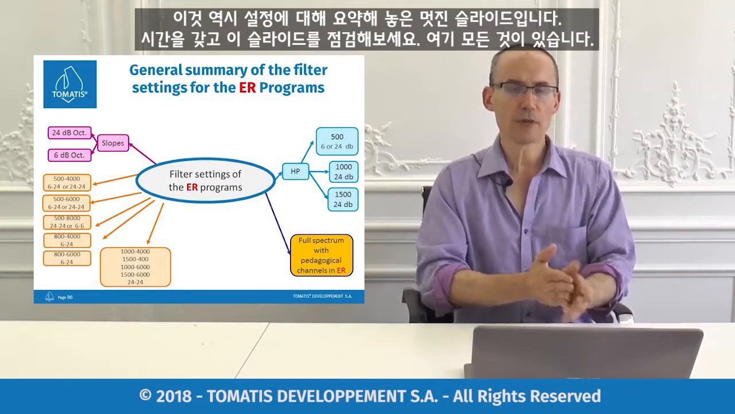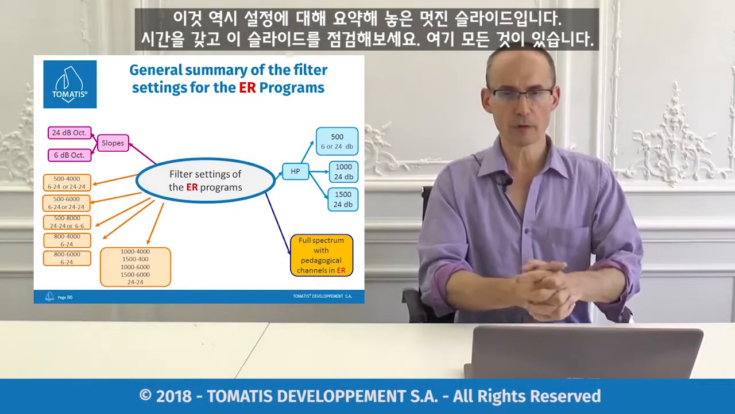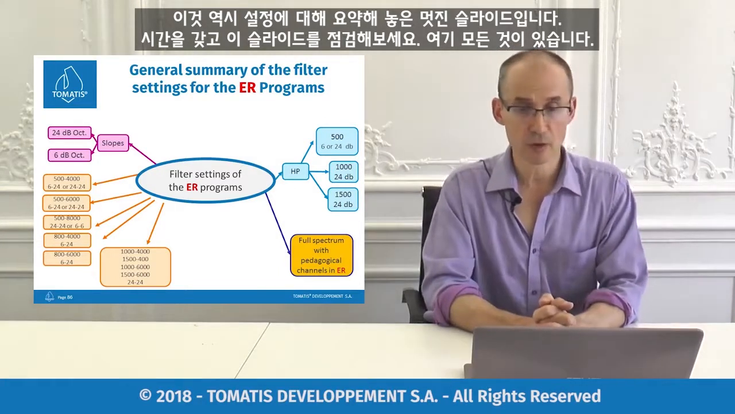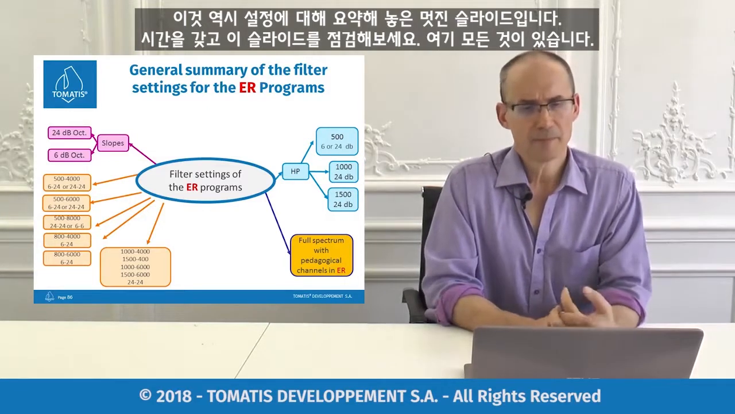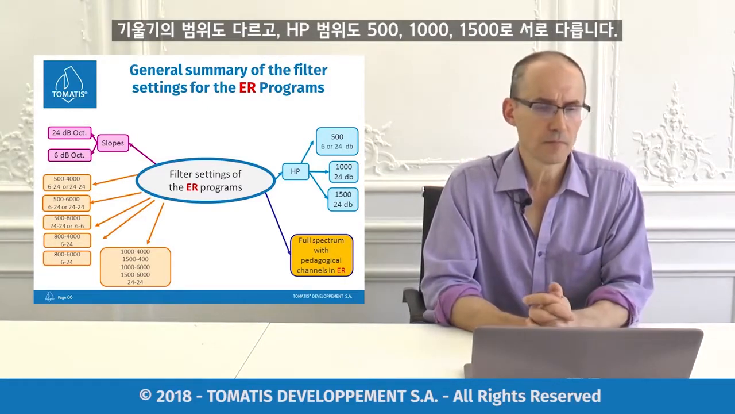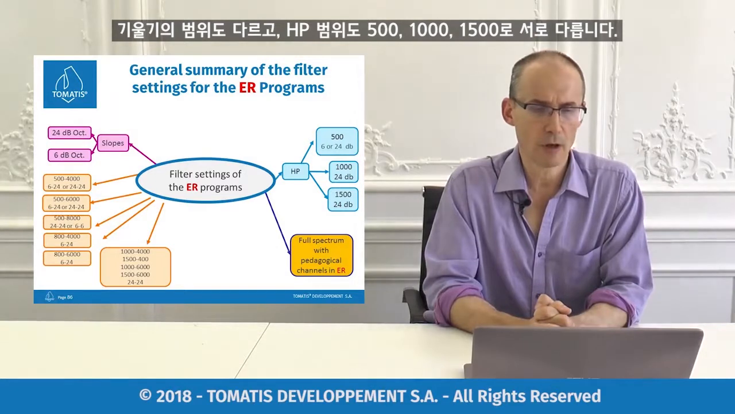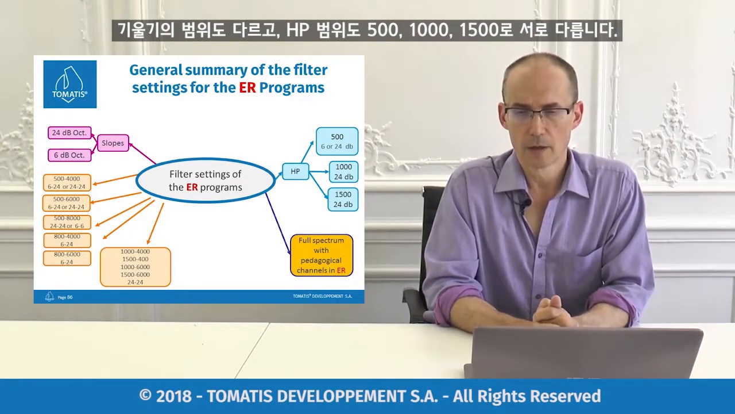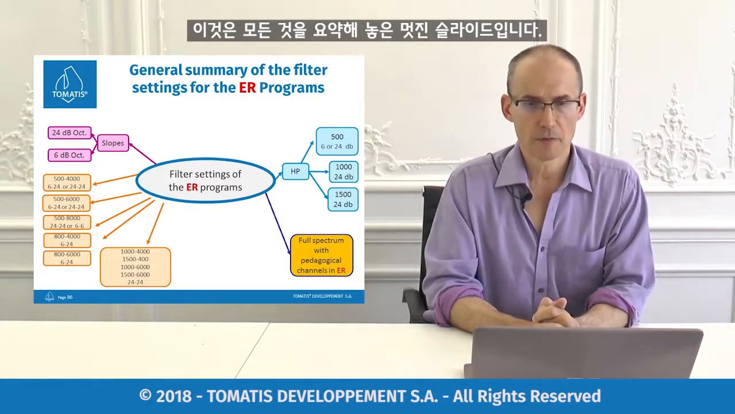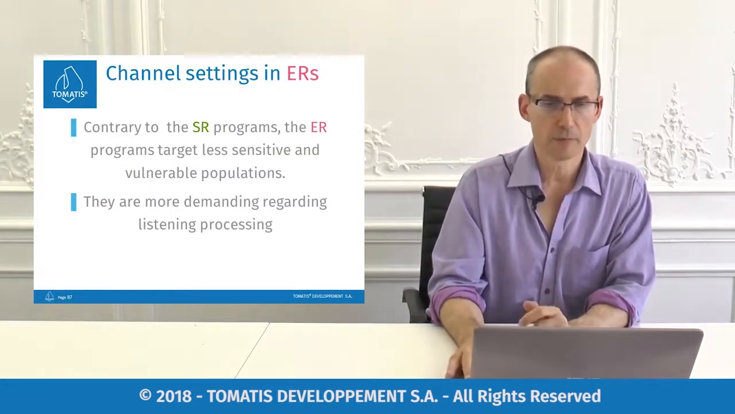So this is the nice slide 2, general summary of the settings. Take some time to study this slide. Everything is here, actually. The type of slopes, the different ranges, the different HPs, 500, 1000, 1500. Okay, so this is a nice summary of everything.